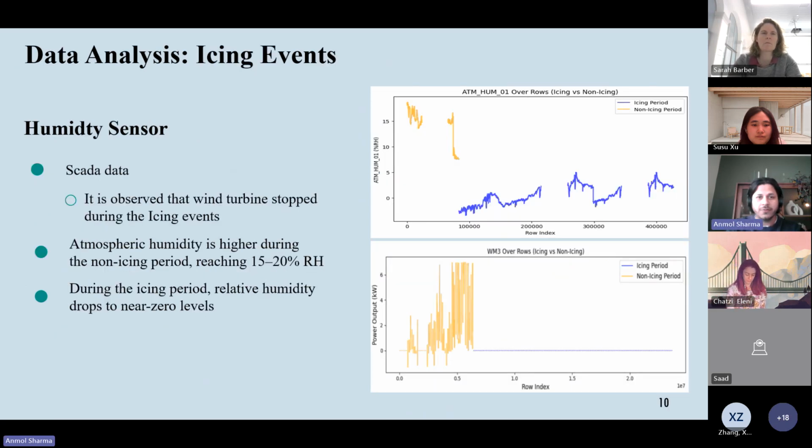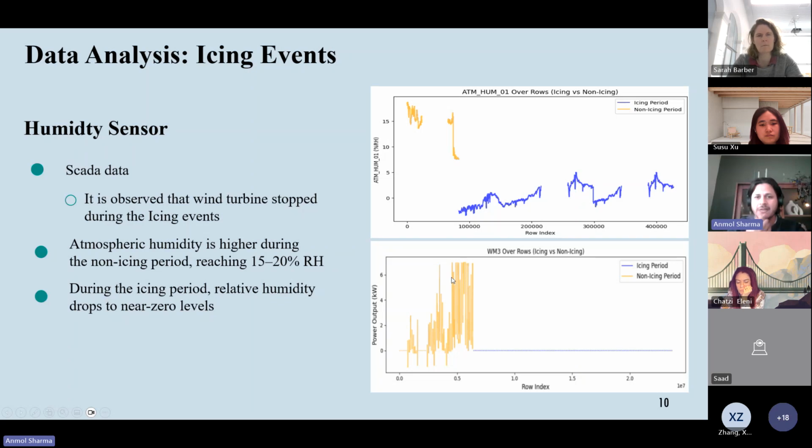For the icing events, by analyzing the dataset, it was first observed that during the icing period the wind turbine was producing almost no power. Maybe it was turned off or something, which also affects the accelerometers, since they were not showing any activity. The turbine at the time of icing was producing almost zero power output, but for the same wind speed it was producing power during the non-icing period.